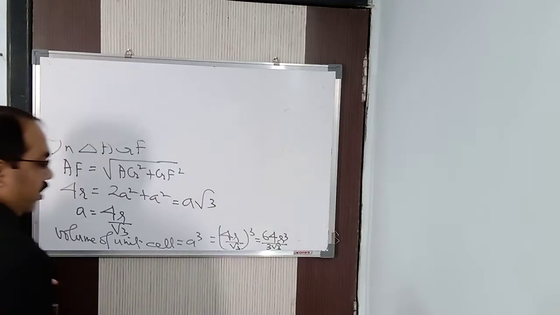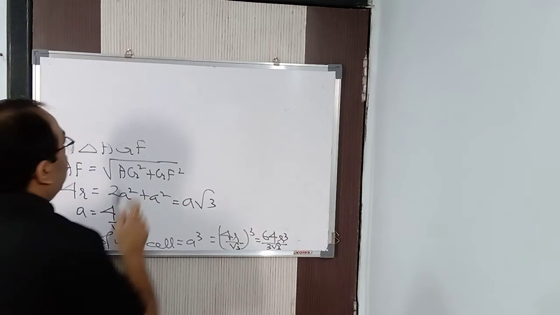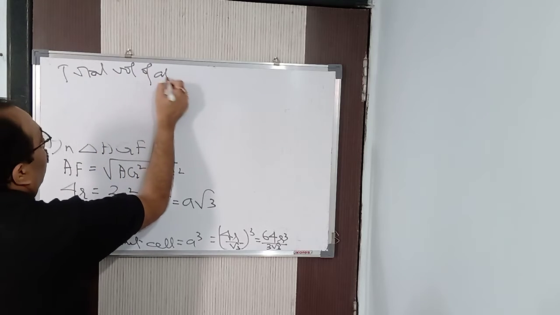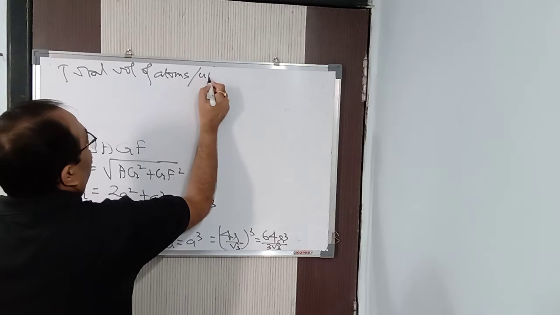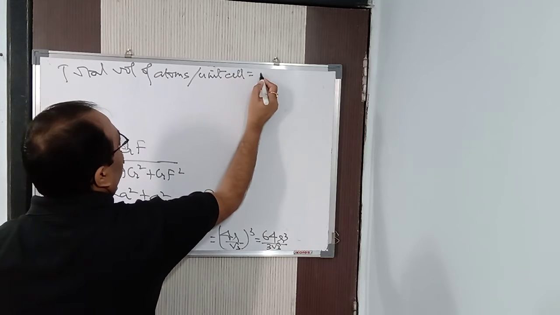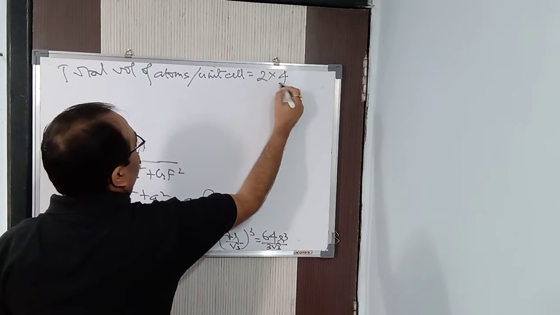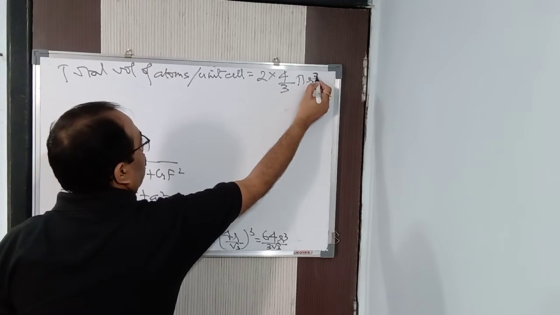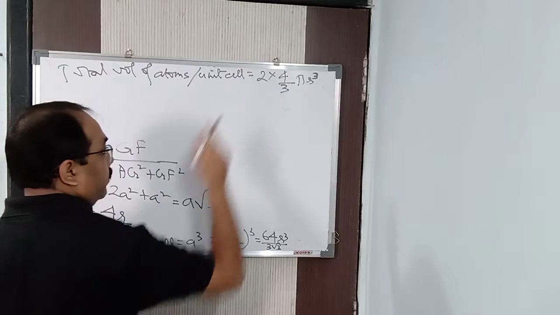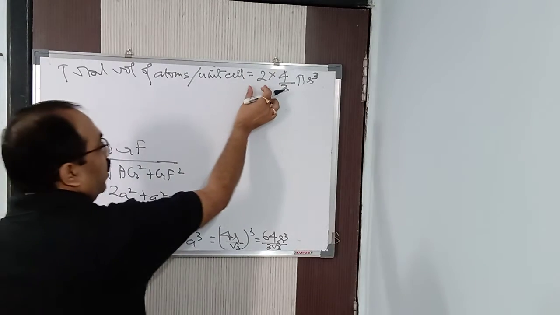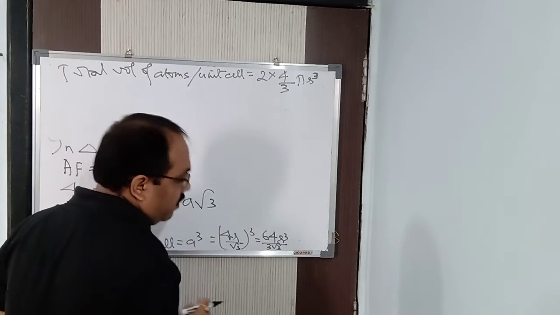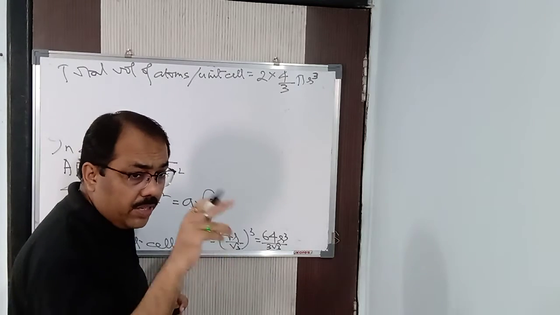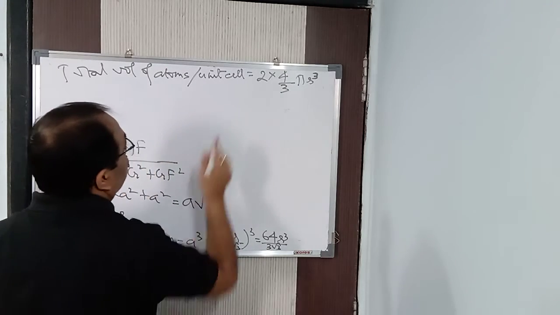(64R cube by 3 root 3) got it. Now total volume of atoms per unit cell. It will be 2 into 4 by 3 pi r cube. I said you how it is 2. 2 is nothing but 1 by 8 into 8 plus 1. How did we get 2 here? 2 means number of atoms per unit cell, which is denoted by the letter Z, capital Z, mind it. Clear? So it is 8 by 3.